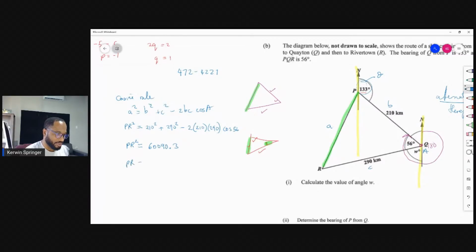So PR is equal to the square root of 60090.3, and I get 245.1 kilometers.